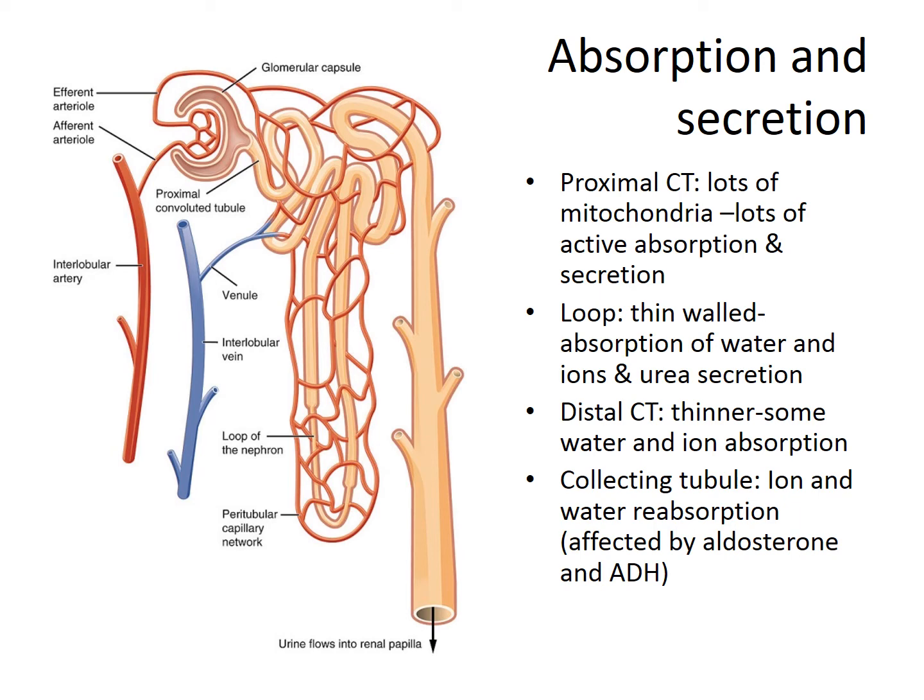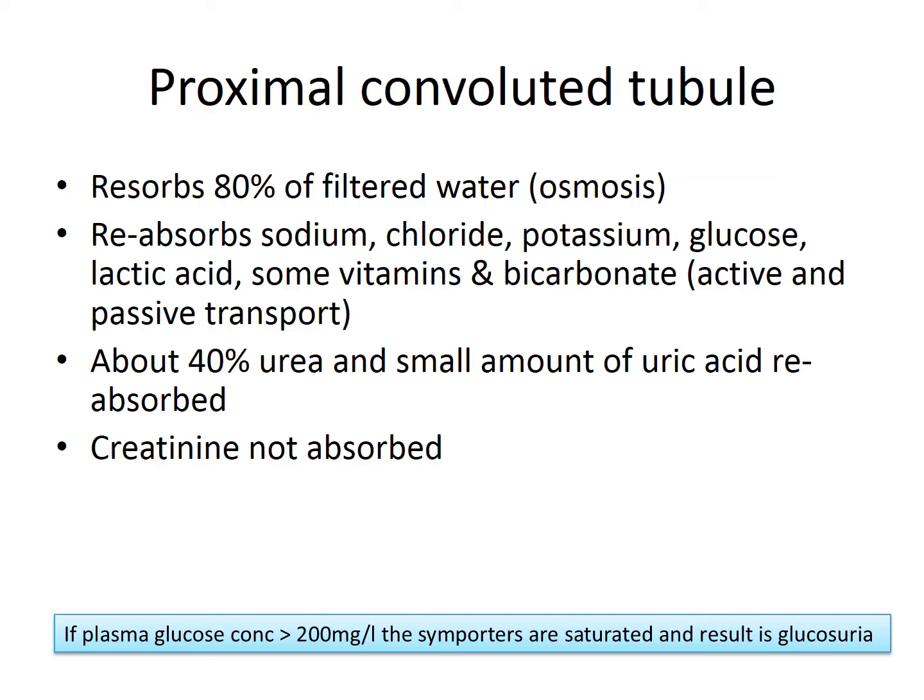Okay, so let's consider the proximal convoluted tubule just in a bit more detail. Its main function is to take water back. And then it also reabsorbs an awful lot of important things that the body might not want to lose in the urine. For example, sodium, chloride, potassium, some ions, glucose reabsorbed, lactic acid comes back.